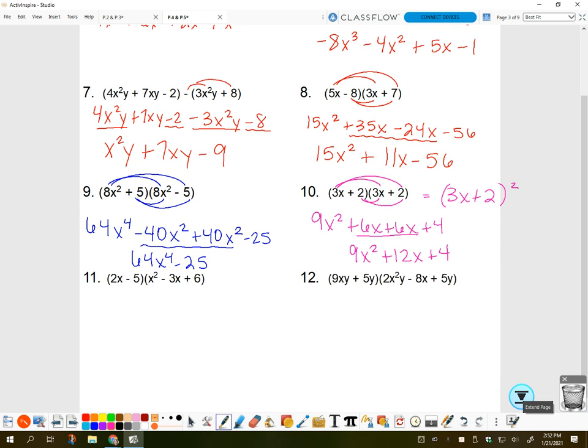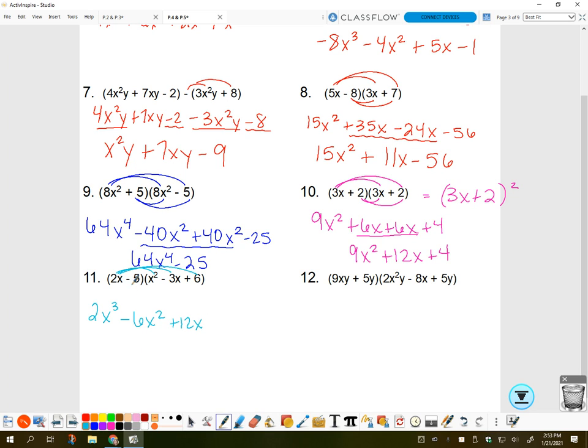All right, so now we have these long, ugly ones. It doesn't matter how long and ugly they get, you're still doing the same thing. So we're going to take everybody in front times everybody in back. So 2x times x squared is 2x to the third. 2 times 1 is 2. 1 plus 2 for those exponents is 3. All right, so now 2x times negative 3 is negative 6x squared. And 2x times 6 is 12x.